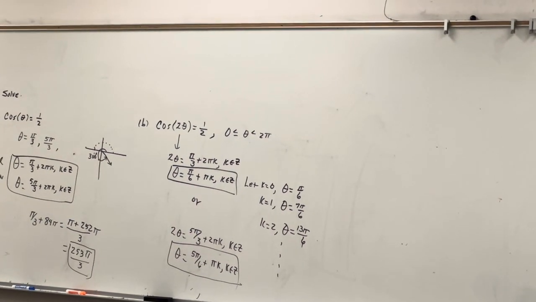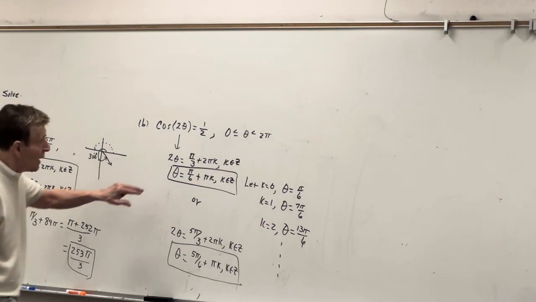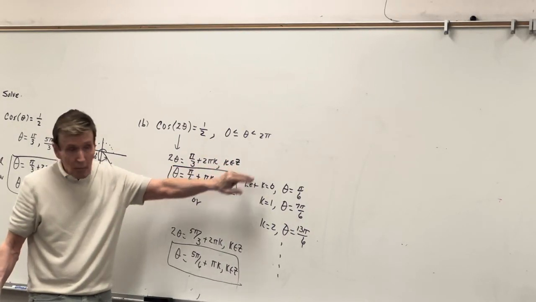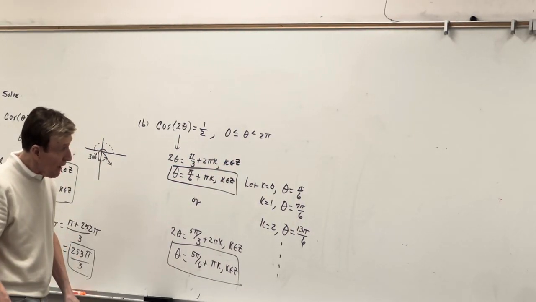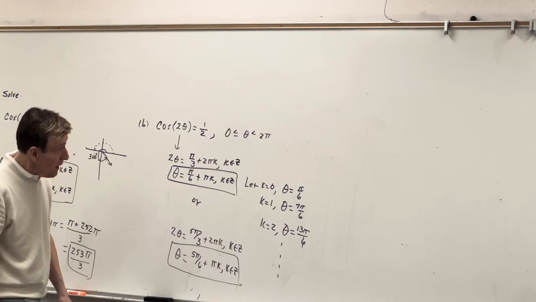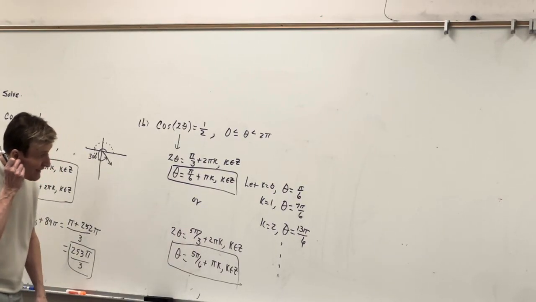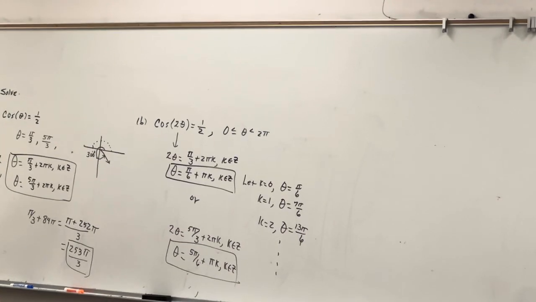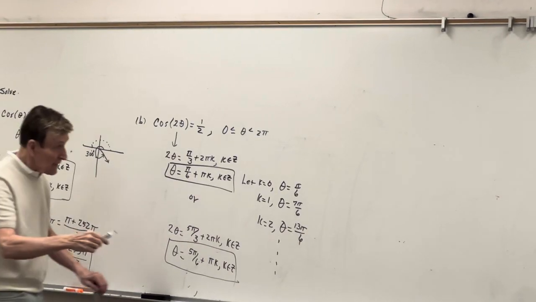Rita says, Professor, they don't want all of them this time. They want only the ones caught between 0 and 2 pi. So which ones should I accept here? In fact, I've listed some here. What should I accept? Pi over 6, 7 pi over 6, 13 pi over 6? Can I accept the first one?